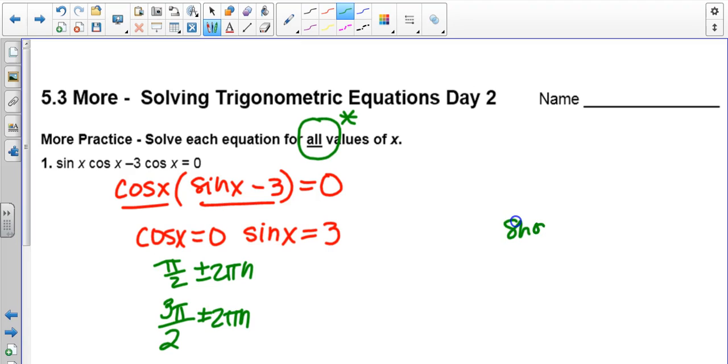Anybody know how to write that shorter? Okay, if you wanted the shorter version of that one, you could say this, okay, because they're straight across from each other. What about where the sine hits 3? Doesn't ever hit 3, it only goes between -1 and 1, so we're good.